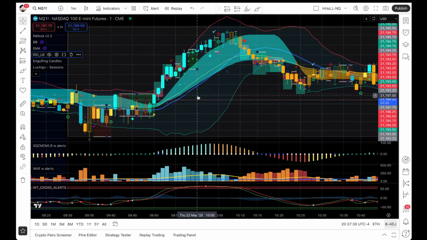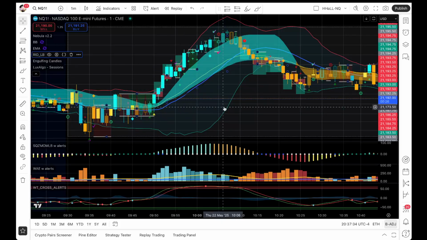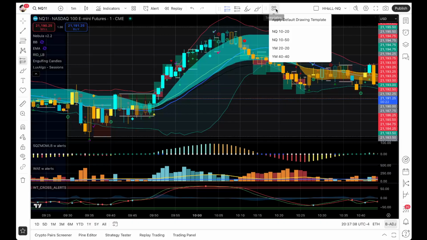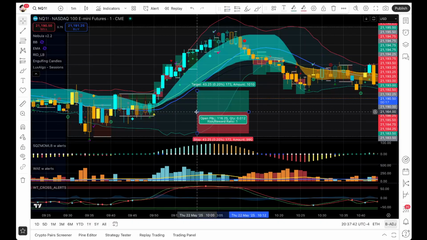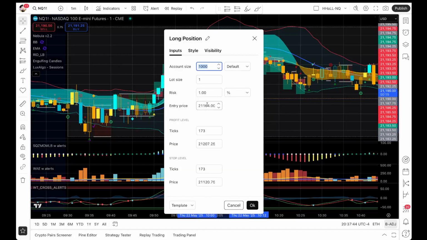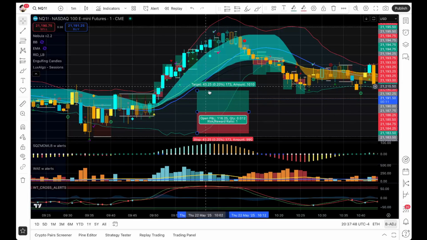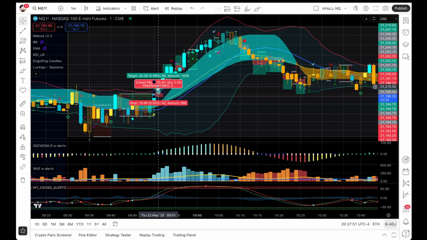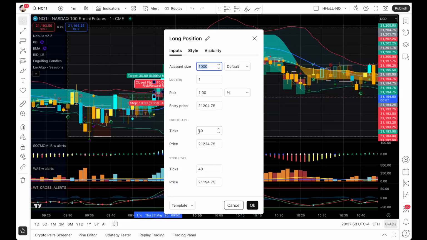So I'm going to show you two things today. All these trades I've already marked on here are from a 10 point stop loss, 20 point take profit. So you can bring it up like this, and it's in ticks here. Let me show you one of these existing ones. So 80 ticks is 20 points of take profit, and 40 ticks is 10 points of stop loss.